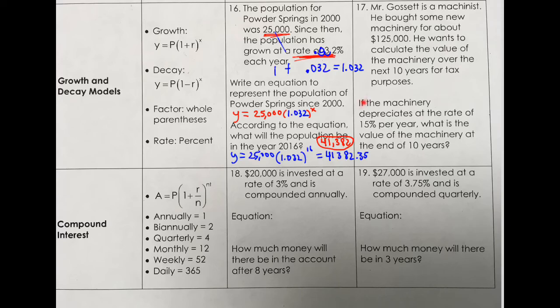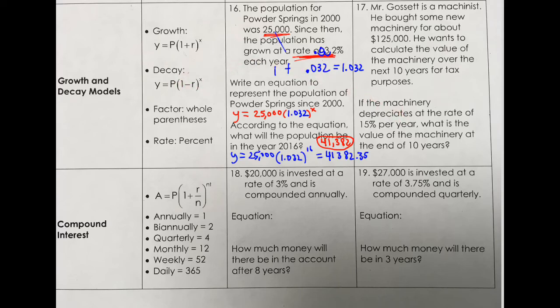Let's continue to read there. So if the machinery depreciates, which means drops or goes down, at a rate of 15% per year, what's the value of the machinery at the end of 10 years? And so we're talking about going down, so we have to be talking about decay, which means we're going to be using this decay formula.